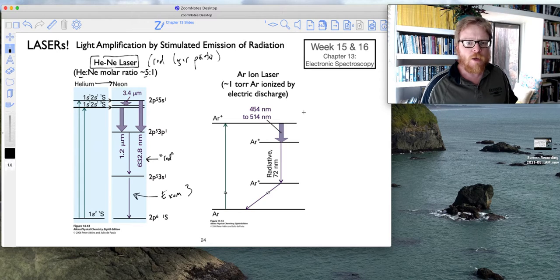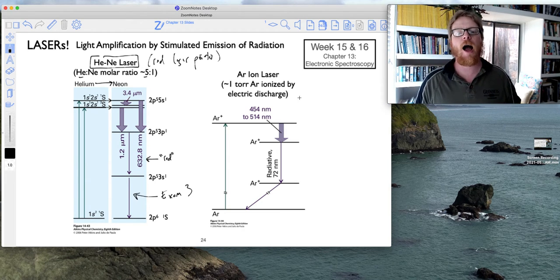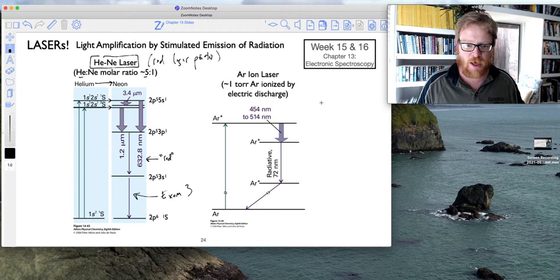Okay. So an argon ion laser is another popular or common laser. This is created from about 1 torr of argon in a little resonating cavity. And an ion of argon is created via electric discharge. Okay. And so that's what creates the lag time, so that we're fully ionizing the argon plus.